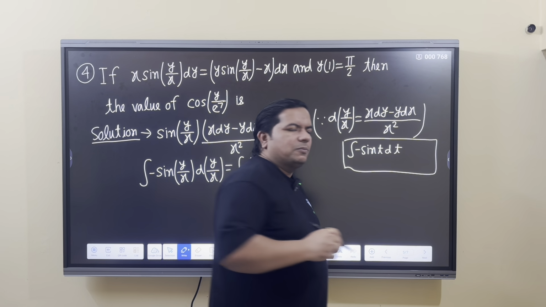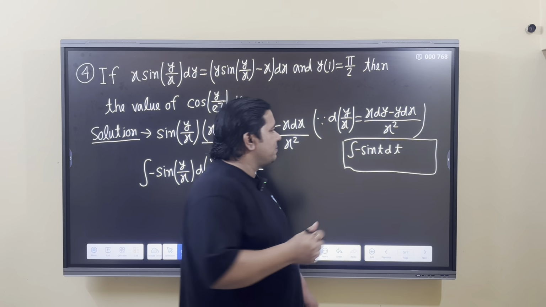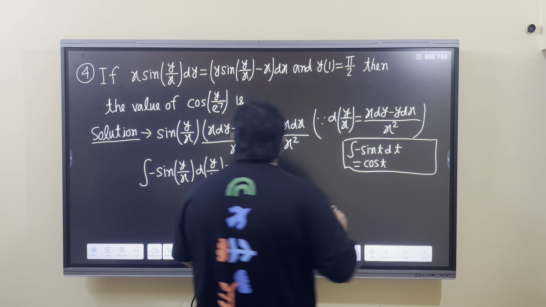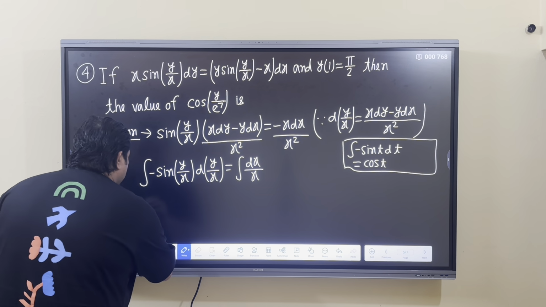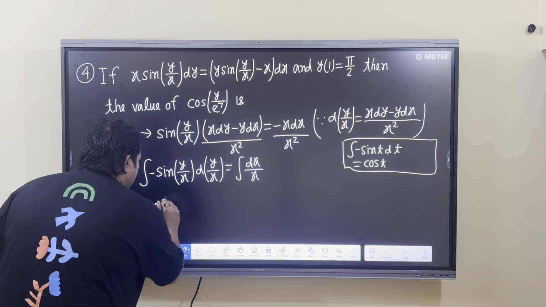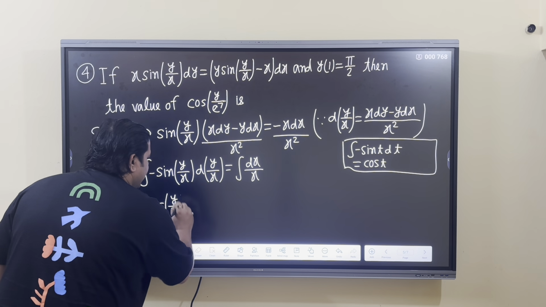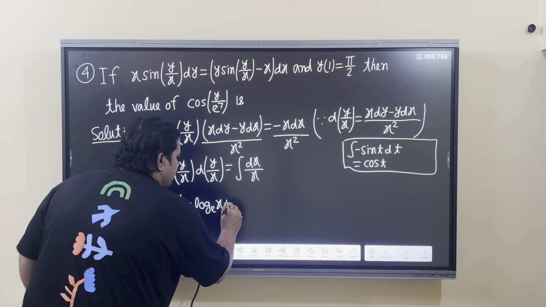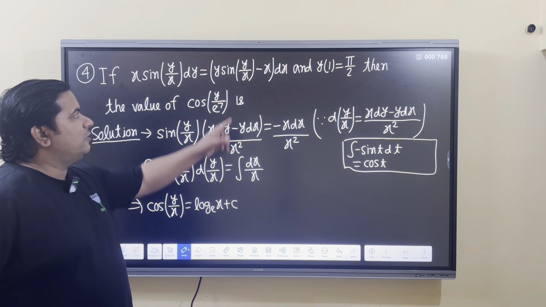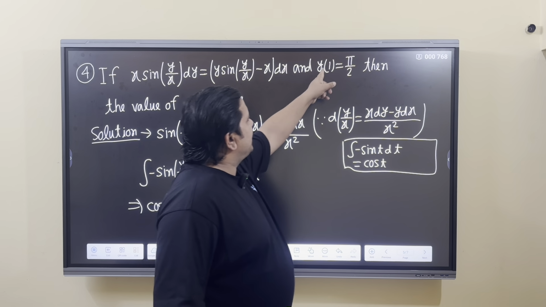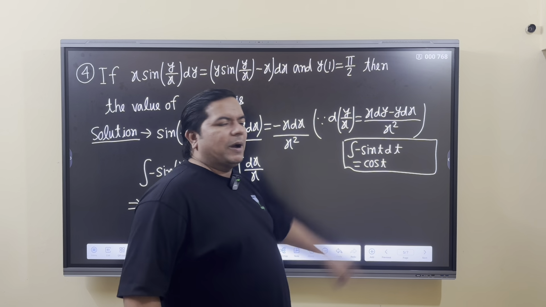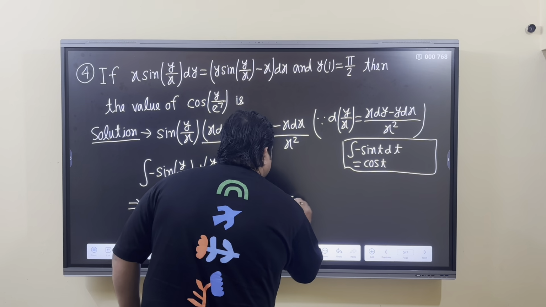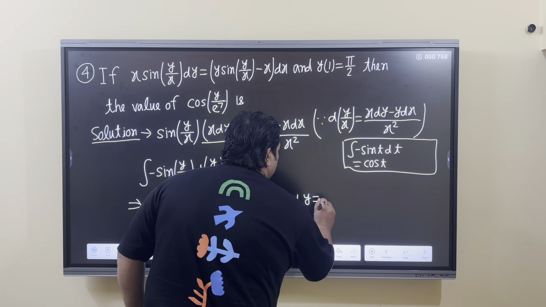What is the integration of sine? Minus cos, and because there is another minus, it will become plus cos t. And what is t? t is nothing but y by x. So we'll get over here cos y by x, and the right side will be log x plus a constant, and it is given y of 1 is equal to pi by 2. It means x is 1 and y is pi by 2. So over here we'll put x equal to 1 and y equal to pi by 2.